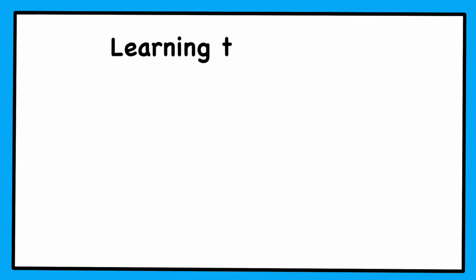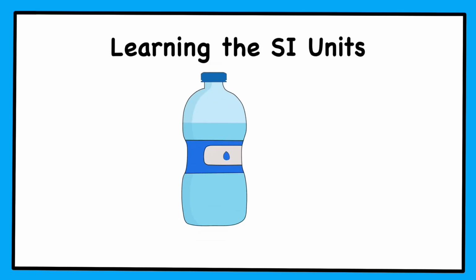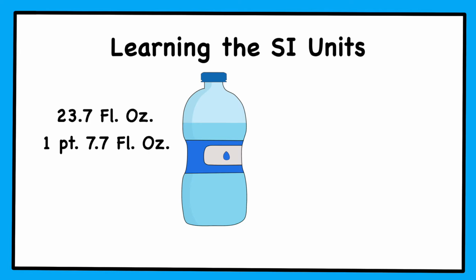Okay, class, welcome back. If you have ever looked at a water bottle you get from the store, you can see at the bottom there are several units of measurements of the volume of that bottle. For example, a bottle might say 23.7 fluid ounces, or 1 pint 7.7 fluid ounces, or even 700 milliliters. We all know this tells us how much liquid is within the bottle, but why are there so many units?